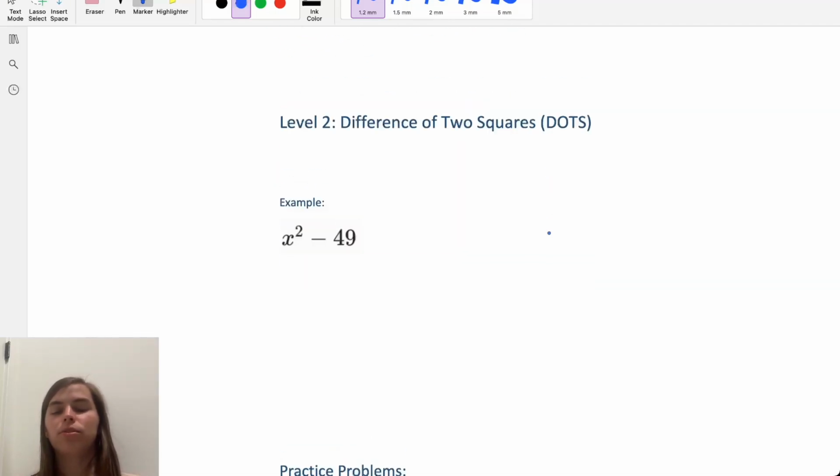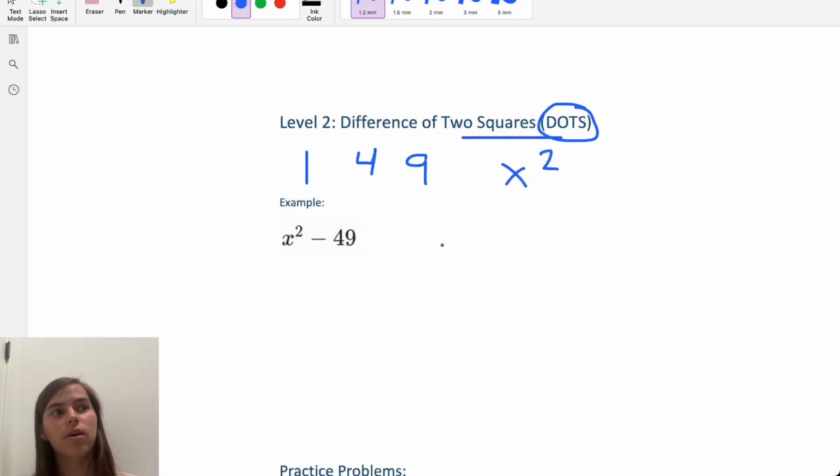The next type is called difference of two squares, and you'll see why in a second. Sometimes people shorten it as DOTS, difference of two squares. And this is referring to perfect squares, right? Perfect squares are 1, 4, 9, x squared, something that you have multiplied by itself in order to get this number. So 1 squared is 1, 2 squared is 4, 3 squared is 9, x squared is x squared. So we're talking about perfect squares, and we're talking about the difference. Difference, remember, in math language, means subtracting. So we're always going to see a subtraction sign between these two perfect squares.